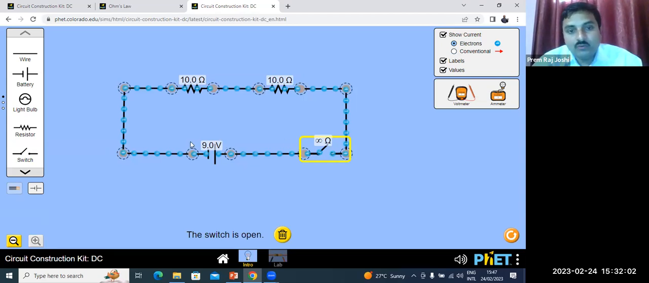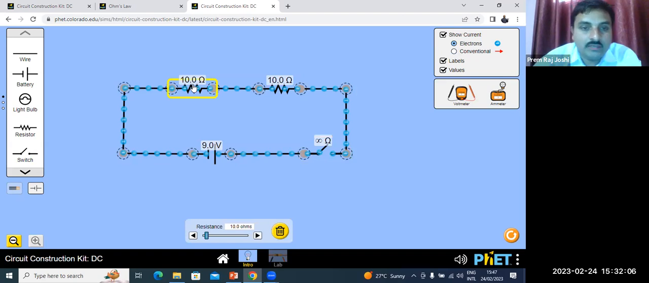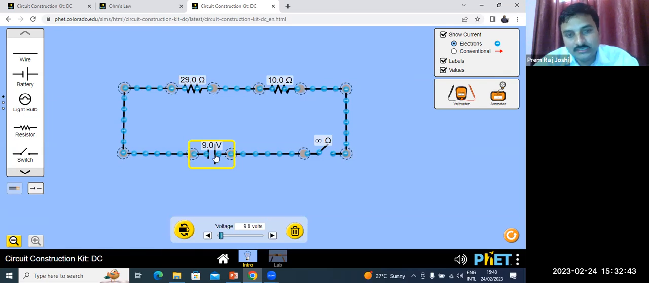And now what we can do, for example, in lab-based activities, we have one particular resistor. If we want to change the resistor, we have to disconnect it and put another resistor over here. But here we have the facility that we can increase or decrease the resistance in our hand, right? So here you can increase its resistance up to 120 ohm, right? So it becomes very effective. Similarly, you can do the same for this resistor also. This battery also, although for instance it is 9 volt, we can increase its voltage up to 120 volt, as per our interest or our intention.